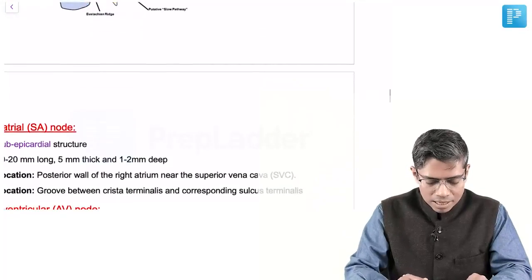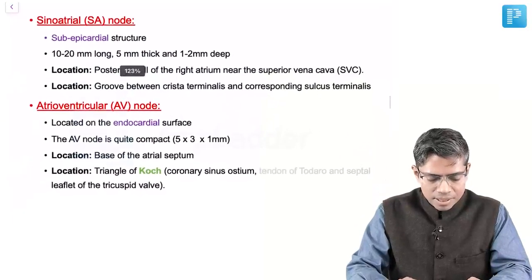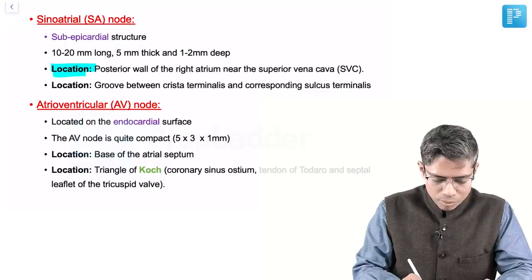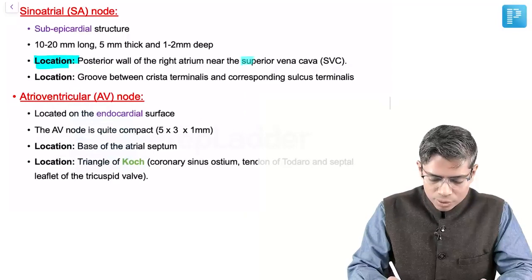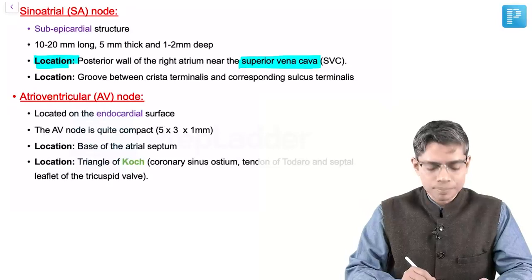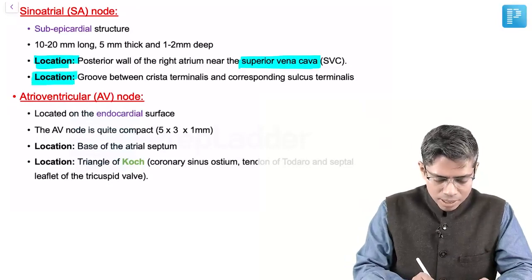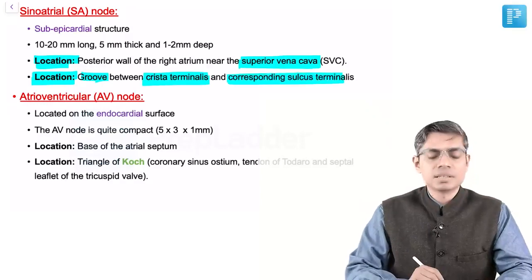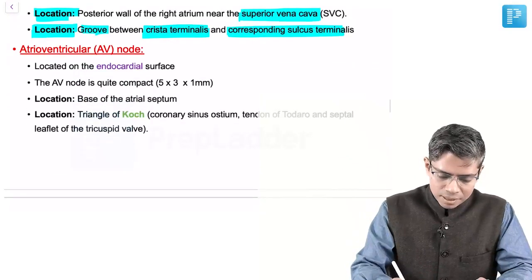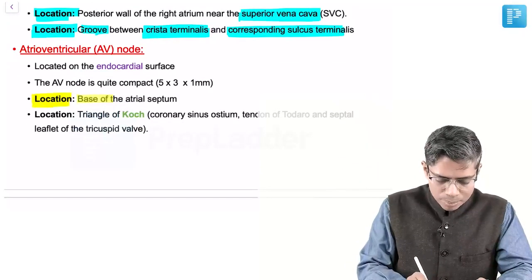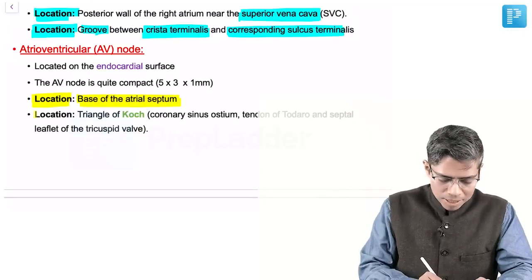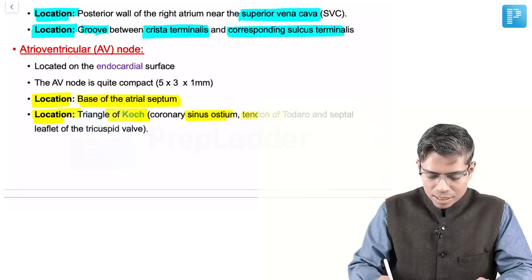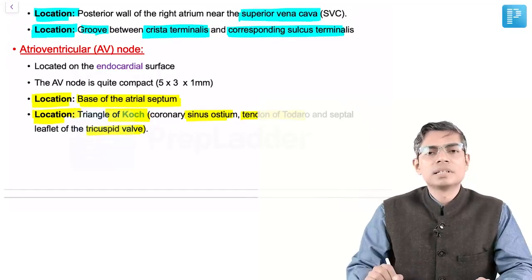So look at here what I have already discussed. It is written here. The SA node, according to physiology, the location is the posterior wall of the right atrium near the superior vena cava opening. But anatomically, this is located in the groove between crista terminalis and the corresponding sulcus terminalis, right? The AV node is physiologically located at the base of the right atrial septum, but anatomically it is the triangle of Koch, which is bounded by the coronary sinus, tendon of Todaro, and the tricuspid valve leaflet.